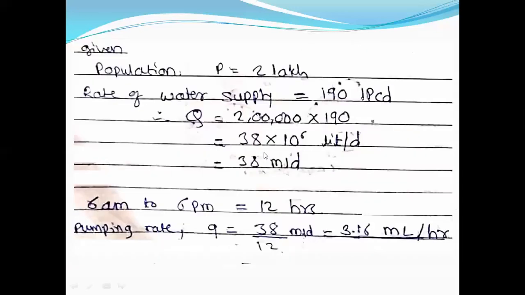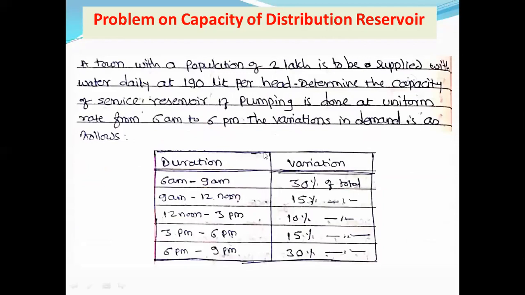Now here, whatever the given things, first we will write down there. The population is 2 lakhs. Okay. And then water supplied at 190 liters per day, 190 LPCD.